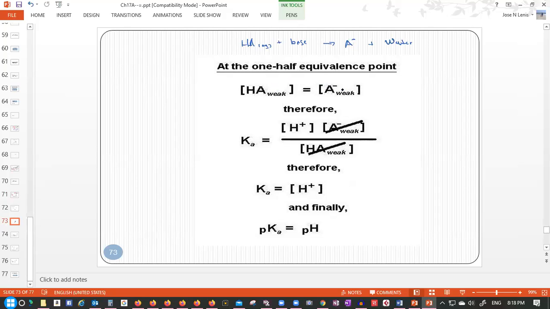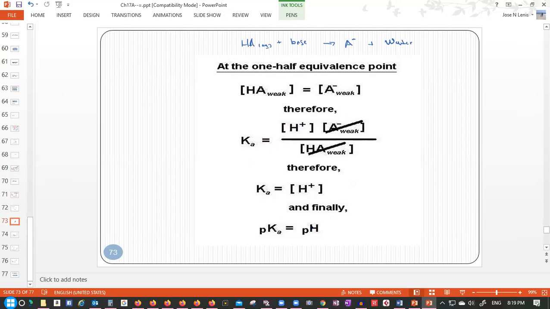Knowing that, we can plug that over here in the equilibrium expression, and these two values cancel out because they are the same. Let's say 1 and 1 or 5 and 5. Whatever the concentration, they are the same, so you can cancel out. So the tricky part is once you find the concentration at 1/2 of the equivalence point, and you know the pH of that, that is exactly equal to Ka. So Ka will be the concentration of H+. Therefore, pKa equals pH.